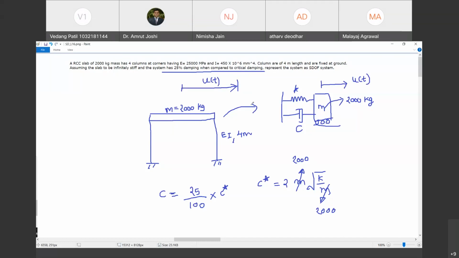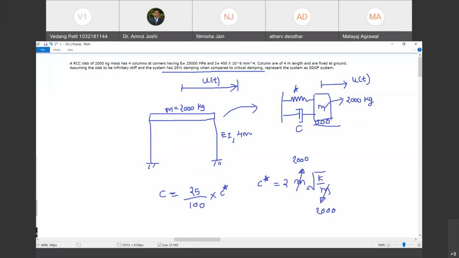But where is it asked? Eta has not been asked. You have been asked only to represent this slab and column system as a single degree of freedom system. So when you represent anything as a single degree of freedom system, you have to give three parameters. Which ones? M, K, and C. Okay, sir. You have not been asked to solve the problem. No loading is given, and no natural frequency has been asked. You have to just represent it. So what does represent it mean? You have to compute M, you have to compute K, and you have to compute C. Are you with me? Yes, sir.